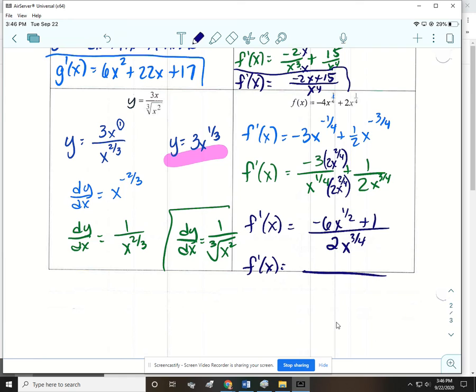And again, the directions say not to leave any negative or rational exponents. So negative 6x to the 1/2 is negative 6 square root of x. And then 2x to the 3/4 is 2 times the 4th root of x cubed. Boom.